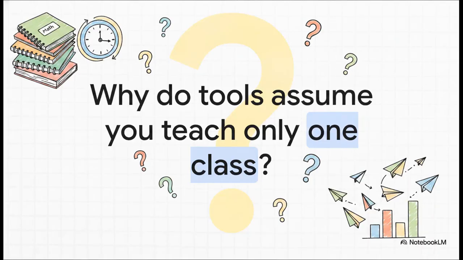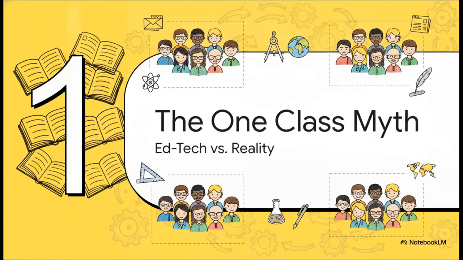So let's just name the core problem right off the bat. Why do missing work tools assume you only teach one class? It's like most edtech tools are built for this fantasy classroom, right? They act like you have one tidy little roster of students who all turn their assignments in at the exact same time. But as any secondary teacher knows, that fantasy is literally the opposite of how the job actually works. We really need to look at how secondary teaching actually works compared to what the software expects.